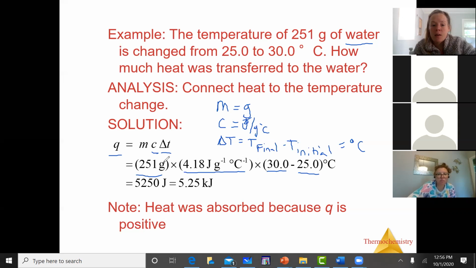What you can see is that gram and gram unit will cancel. Celsius and Celsius unit will cancel, and you'll be left with just units of joules, which is what we want because we're talking about Q, or energy. So we end up with 5,250 joules, or 5.25 kilojoules. They just moved the decimal over 3 places. So this value for Q was a positive value. We didn't end up with a negative number, so it means that the water absorbed that heat. Positive means it's taking that heat on. Negative would be giving the heat off.